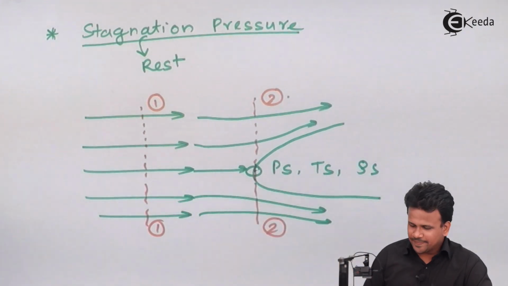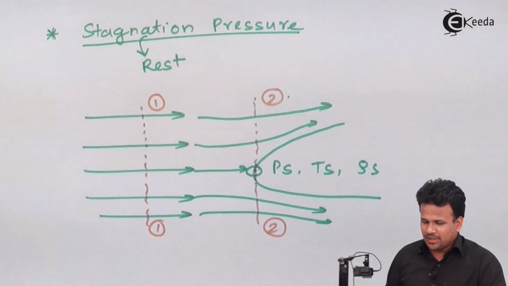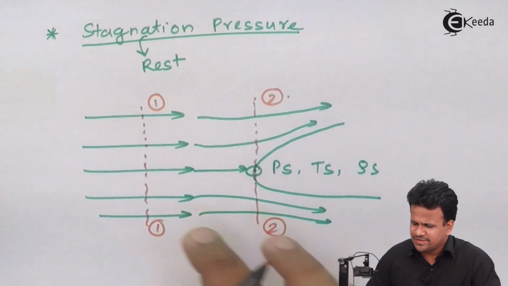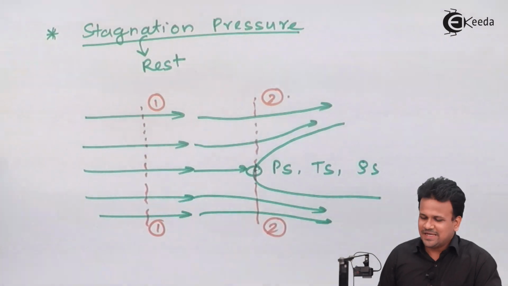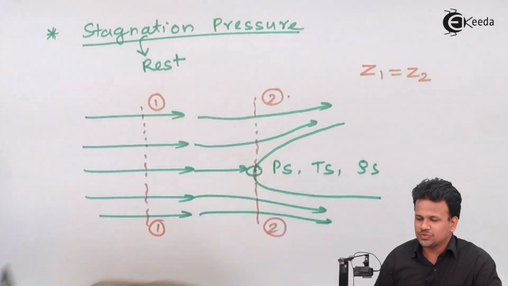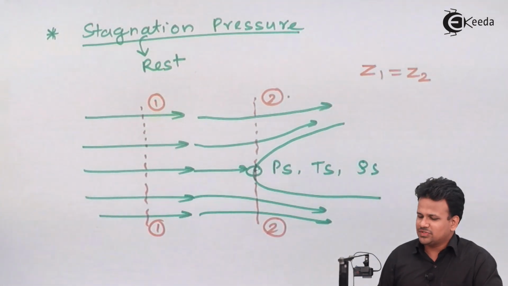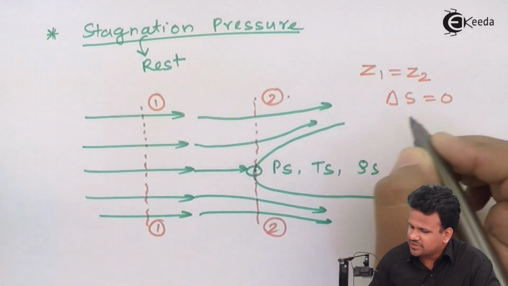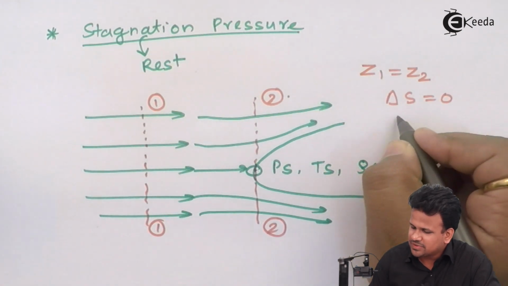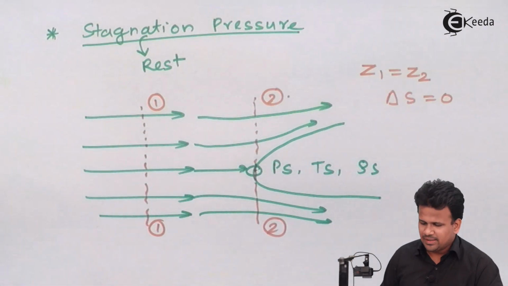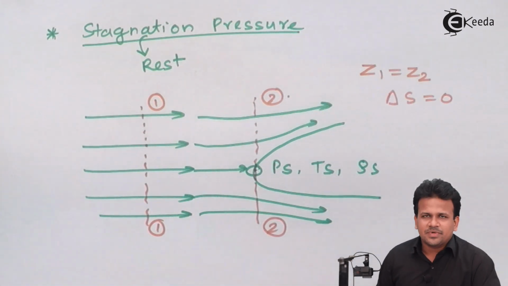So now let us apply Bernoulli's equation, provided one of the conditions is satisfied, that this is in the horizontal plane. If it is in the horizontal plane, then we know that z1 is equal to z2, and let us assume that it is an isentropic process, that is an adiabatic process where entropy remains constant. So now let us apply Bernoulli's equation.